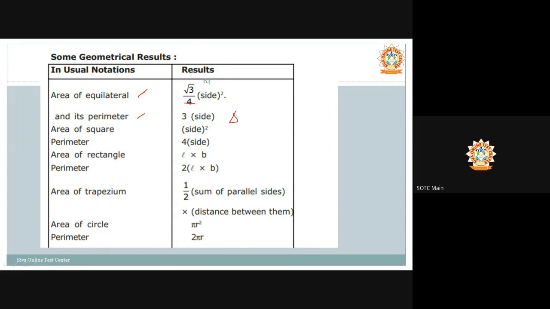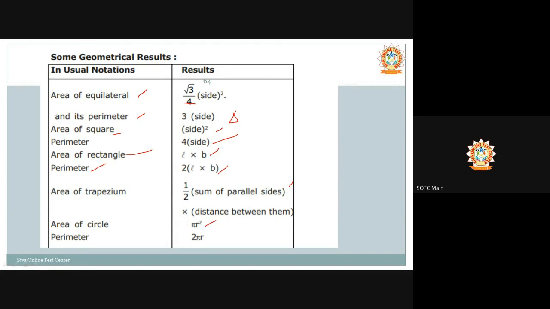Next, area of square is side square. Perimeter of square is 4 into side. Area of rectangle is length into breadth, L into B, right? Then perimeter is 2 into (L plus B). Then area of trapezium is 1 by 2 into sum of the parallel sides into the distance between them.